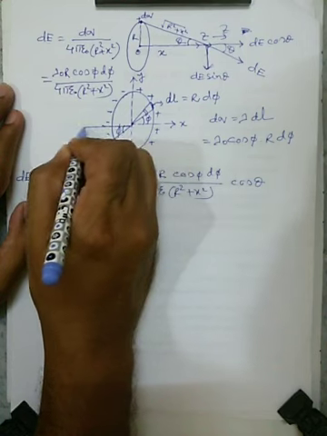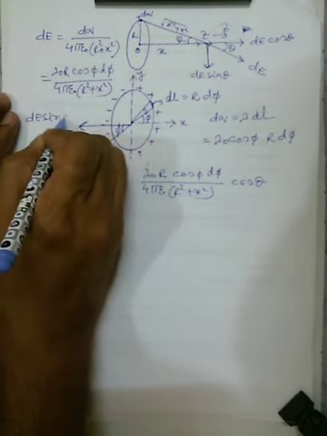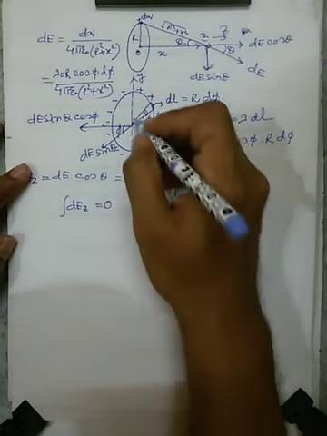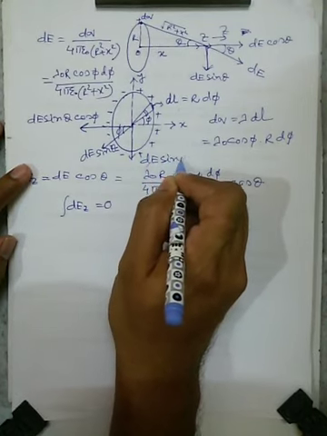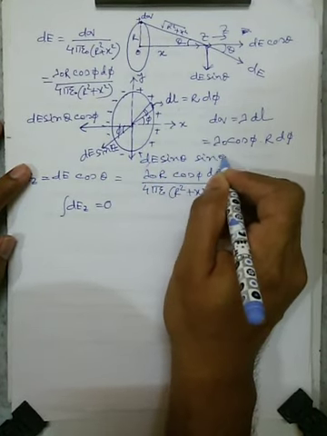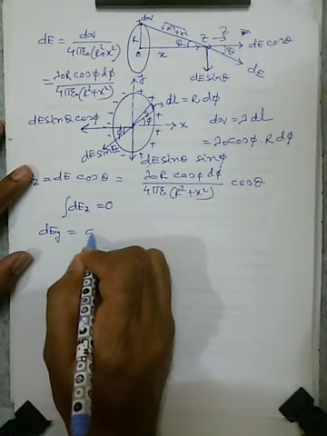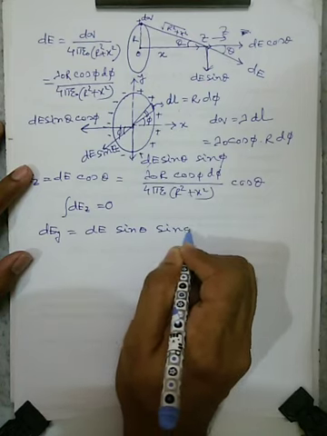Then dE sin theta has a component dE sin theta cos phi. This is along the x direction, and dE sin theta sin phi, this is along the y direction. That is the y component of the field. This is dE sin theta sin phi.